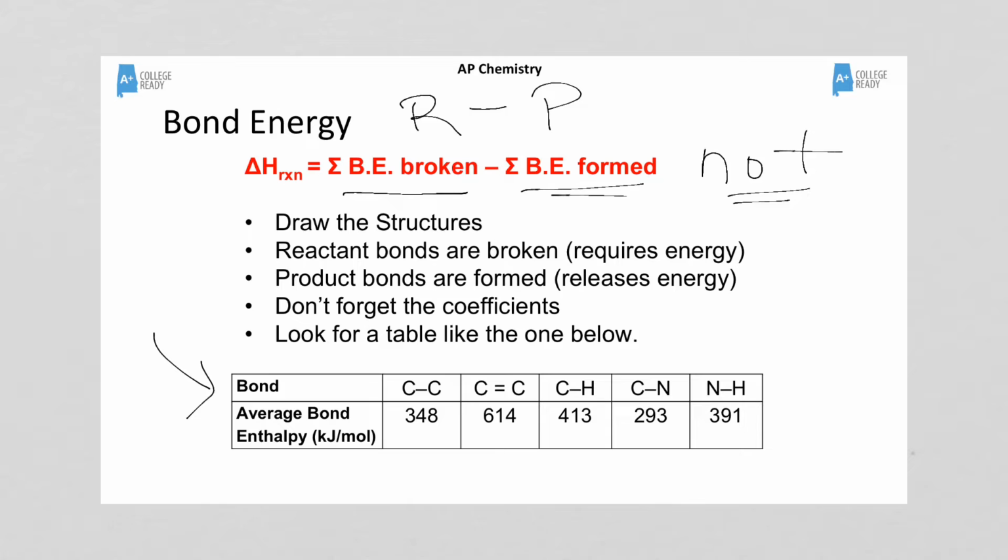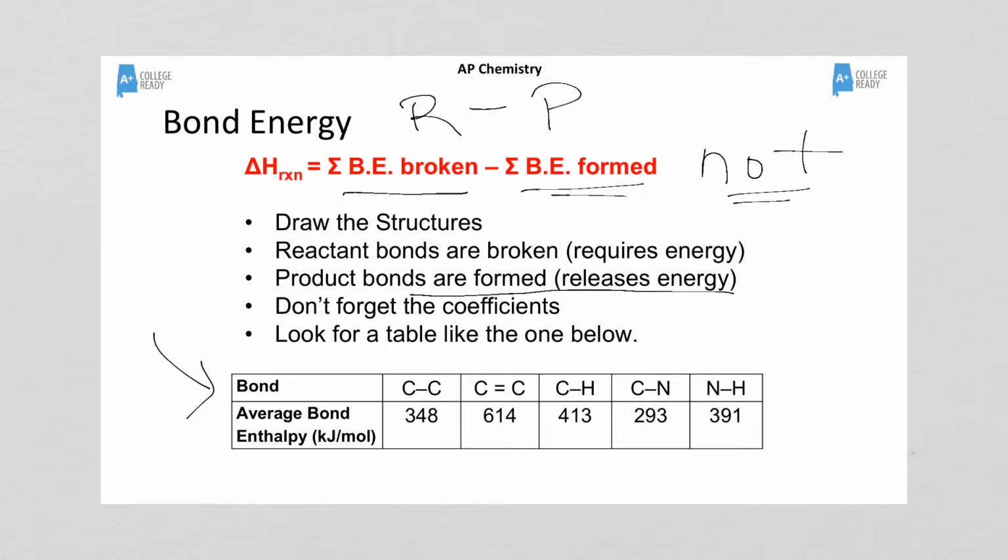Okay? So it's the sum of the bonds broken in the reactants minus the sum of the bonds formed in the products, because when bonds form in the products, they do release energy. And I talk about this again in the bonding review. You must draw the structures. If you don't draw the structures, you're going to forget a bond.